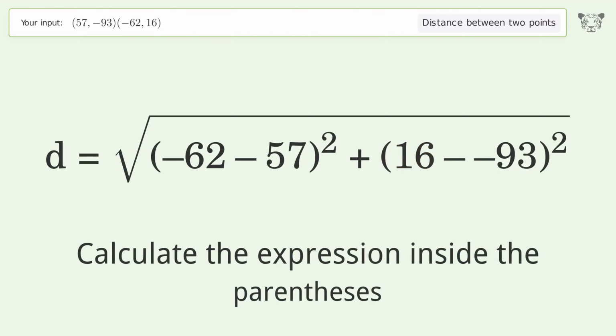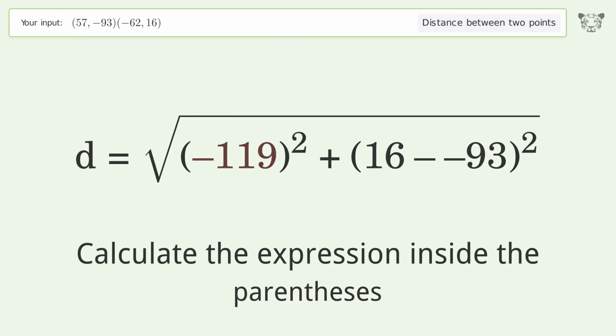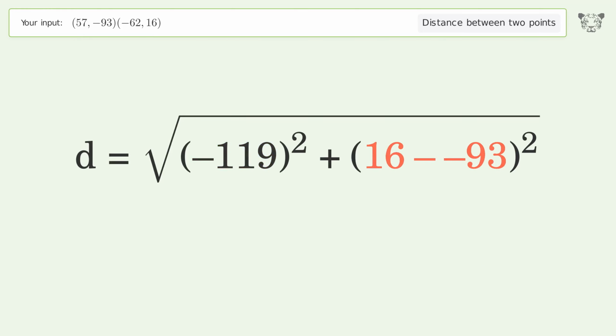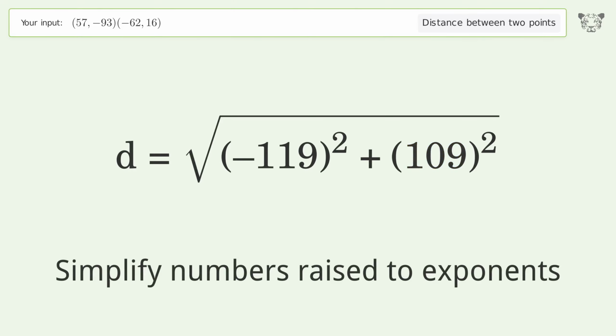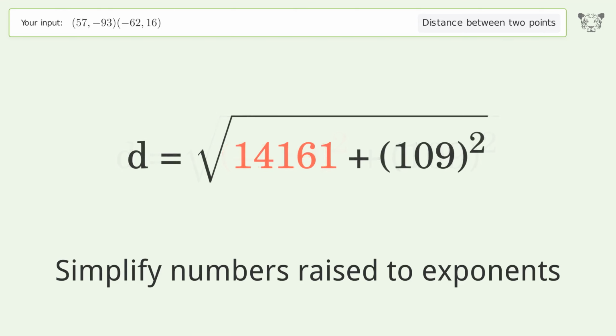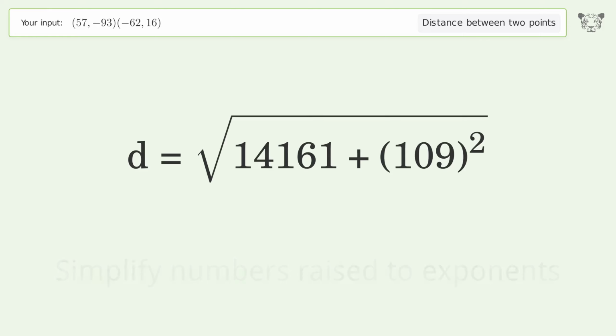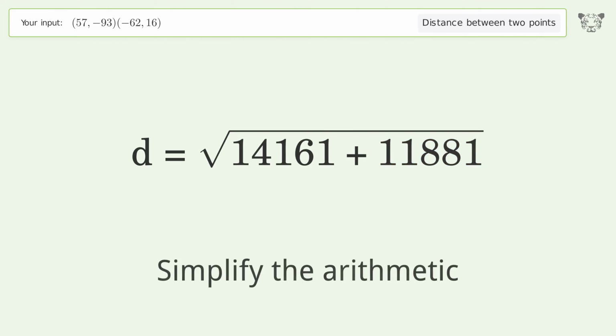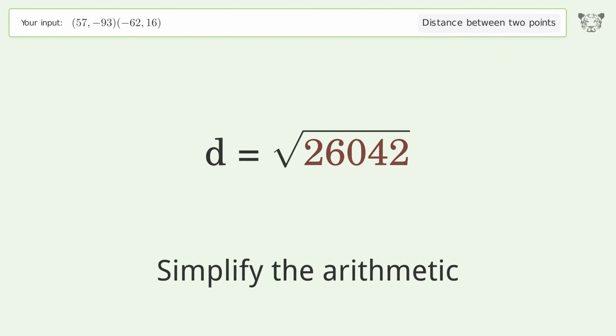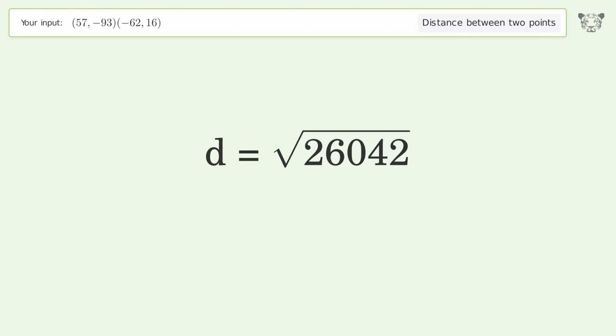Calculate the expression inside the parentheses. Simplify numbers raised to exponents. Simplify the arithmetic. And so the distance between the 2 points is the square root of 26,042, or 161.375.